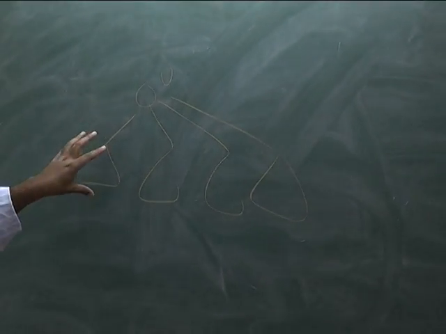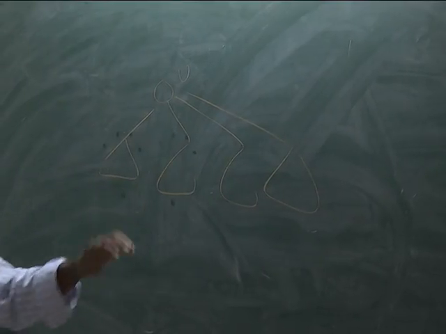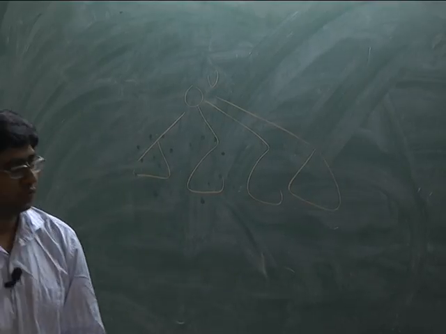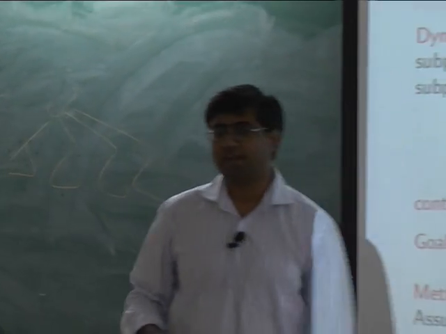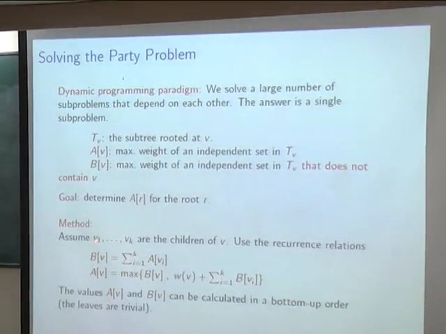Okay, let's compute the maximum weight independent set here, here, here, here, and just take the sum, because an independent set here and an independent set here do not interfere. So do you agree to this recurrence for B of V? Okay, very nice. Now that you have computed B of V, what do you have to compute?